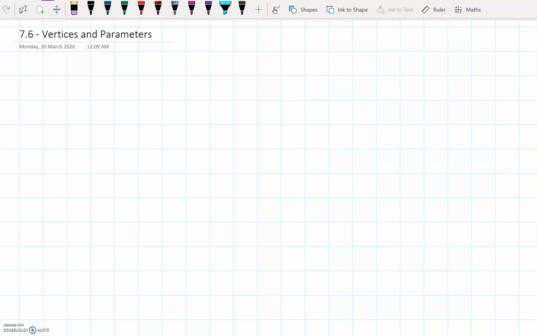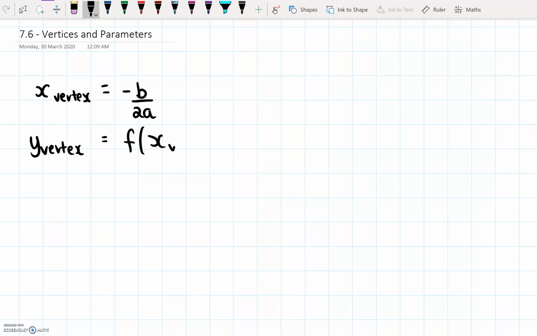Okay guys, back when we did 7.5, we talked about calculating the vertex of a parabola, and we gave you a formula. We said that the x of the vertex is equal to negative b over 2a, and we notate the x of the vertex as we've done here. Alright, we then said to find the y of the vertex, we can get this by substituting x vertex into the function, so we have the f of x vertex.